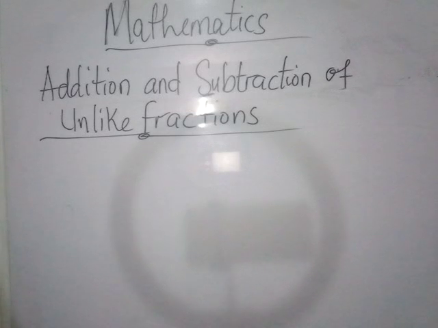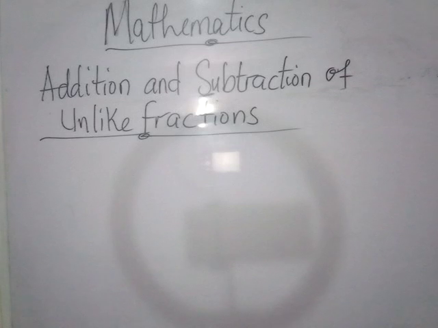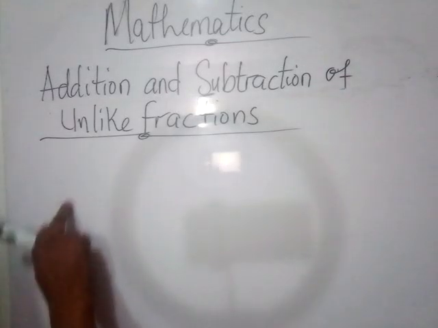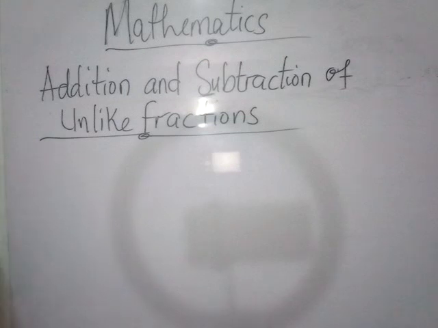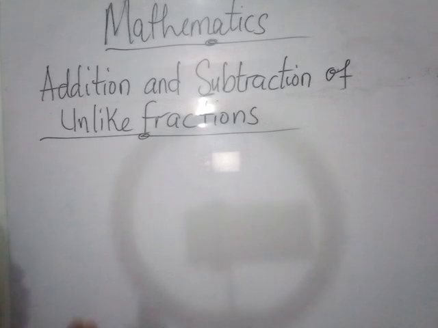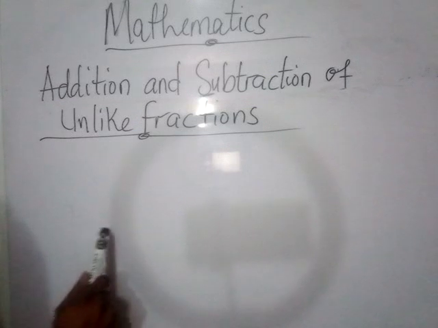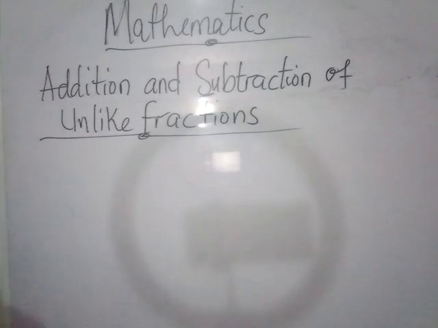But unlike fractions, it's not so straightforward. The calculation of the addition and subtraction of unlike fractions is not so straightforward as that of like fractions. Here, in order to be able to calculate, we need to work on the fractions and create a common denominator for them. That is, we need to bring them to the point where the denominators of the two fractions are the same number.